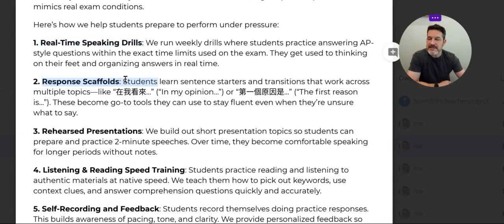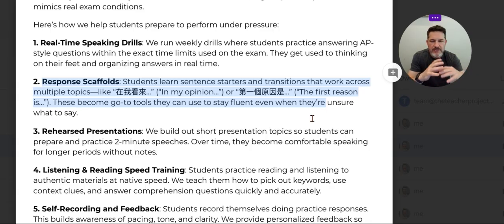We also use these response scaffolds, so students will learn sentence starters and transitions that work across multiple topics. This is very important. Mandarin Chinese is, on the one hand, a very loose, very creative language. There are layers upon layers upon layers of meaning that goes beyond literal or just base semantic meaning where culture plays a part, right? But it's also a very programmatic language. There are certain ways to say things, and the Chinese language typically will never deviate from those things. And so for those programmatic aspects of the language, that's where these response scaffolds come into play.